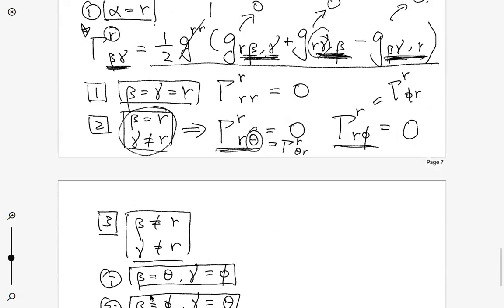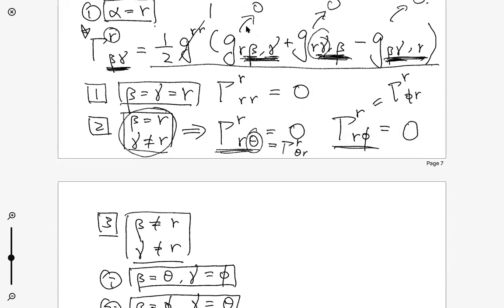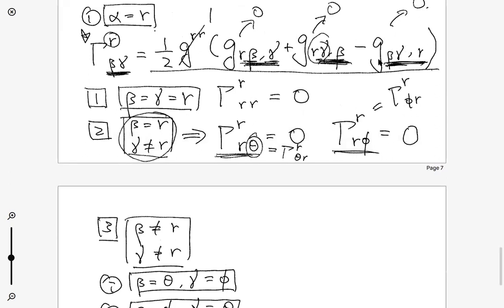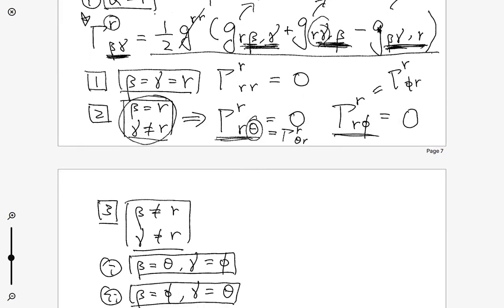If beta is theta, then the first term here should be 0, right? Because g_{rθ} is 0, so it's 0. For the second one, we have g_{rφ}. g_{rφ} is 0, so it's 0. And what about the third term? The third term should also be 0 because we would have g_{θφ}, and g_{θφ} is also an off-diagonal component. So we can quickly say that if beta is theta and gamma is phi, then the component of the Christoffel symbol is 0.